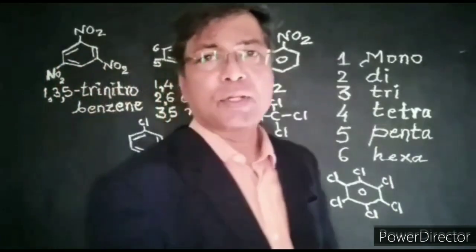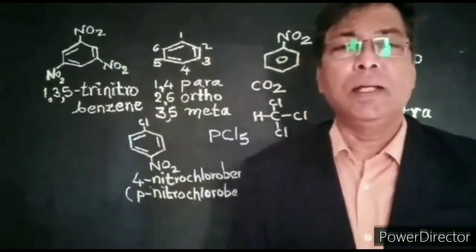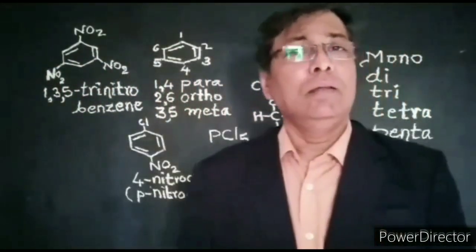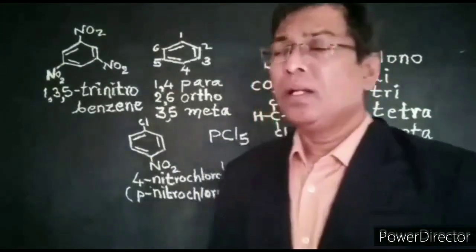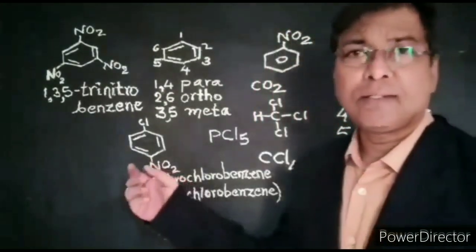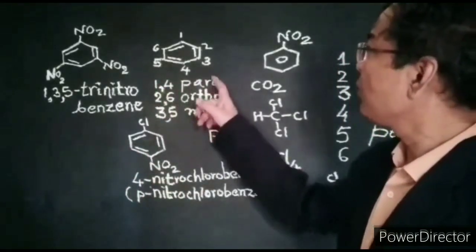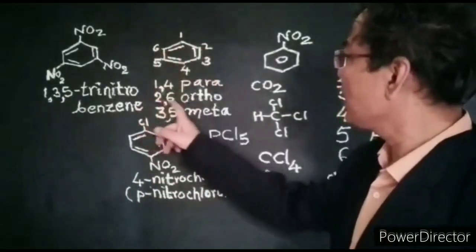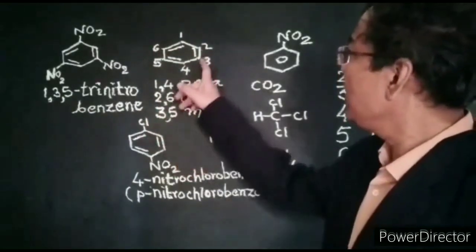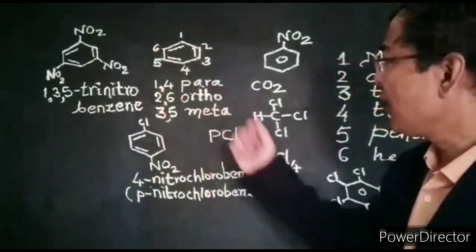In organic chemistry, many questions are related to benzene and benzene derivatives. Let us try to learn some important facts about benzene. 1 and 4 positions are called the para position. 2 and 6 positions are called the ortho position. 3 and 5 positions are called the meta position.